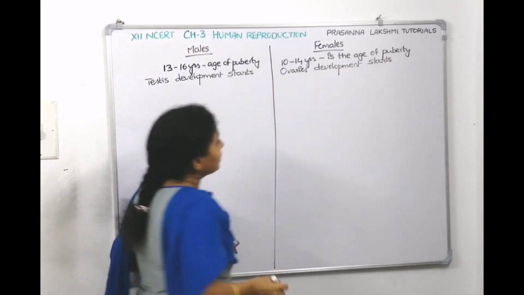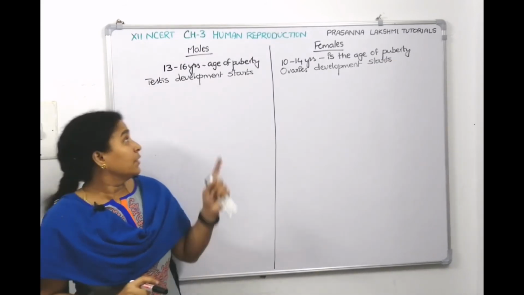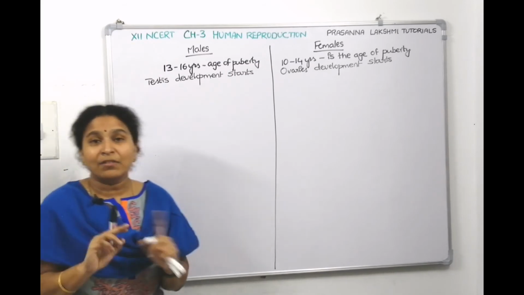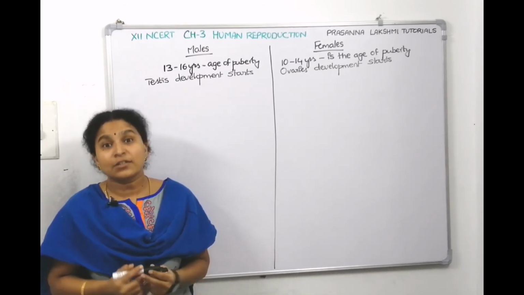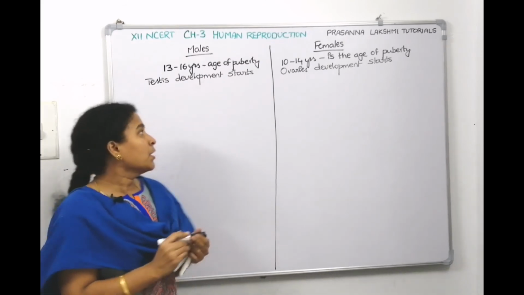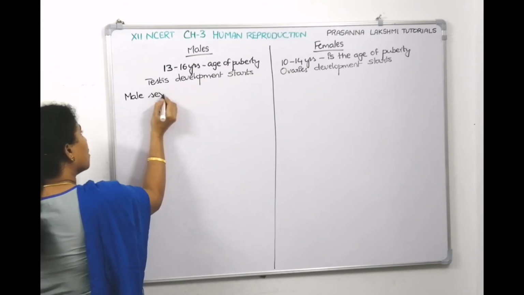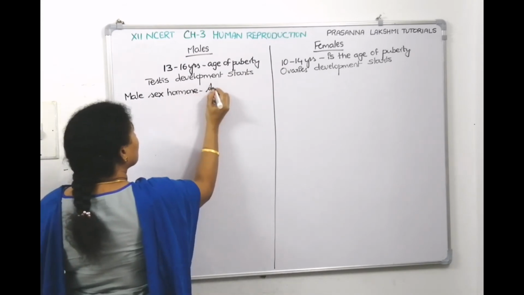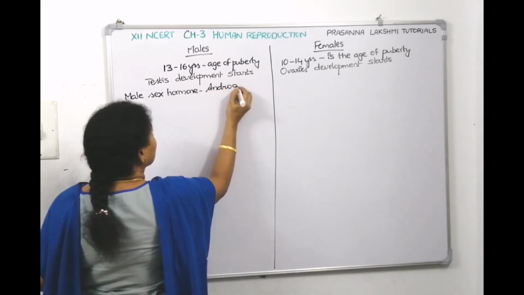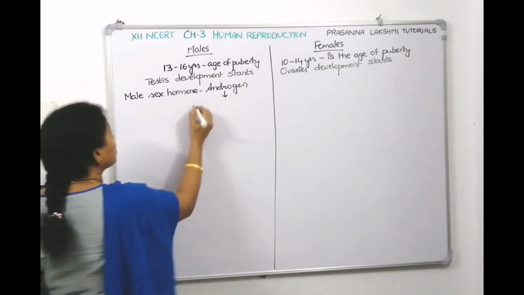Now, the testes, when they are developing, start producing the male sex hormone. Till 13 to 16 years, they don't have the ability to produce the male sex hormone. So at the age of puberty, testosterone hormone production starts. So we can call it the male sex hormone. What is the male sex hormone? It's called androgen. The most common type of the male sex hormone is testosterone, and its production starts.